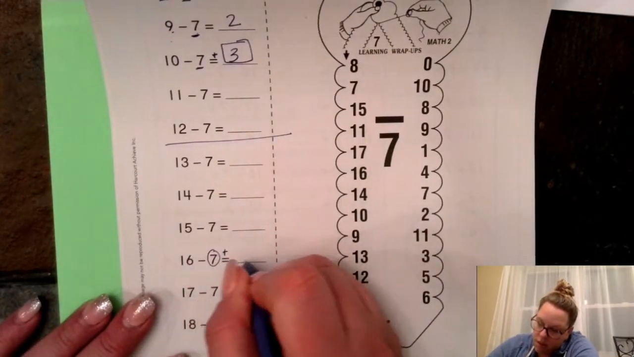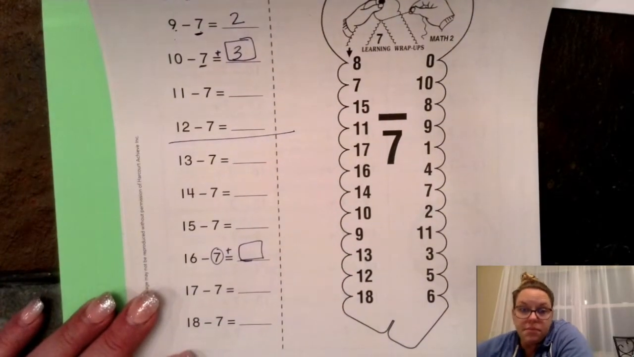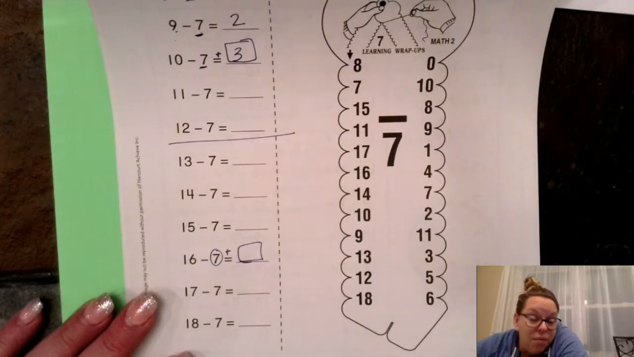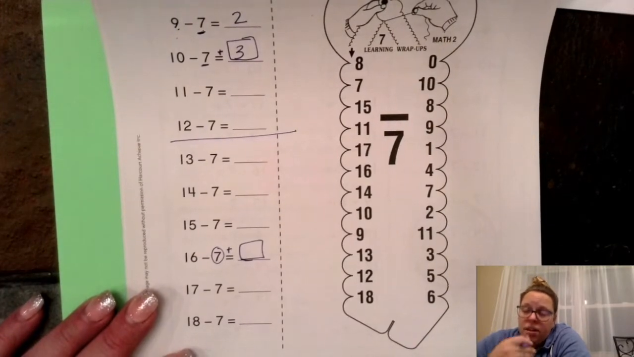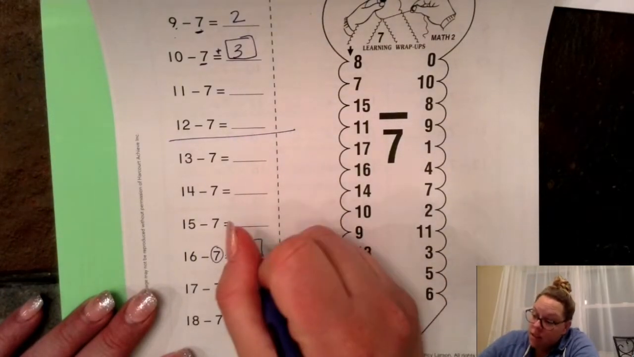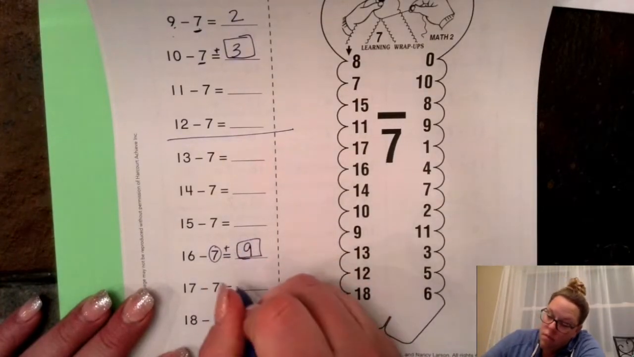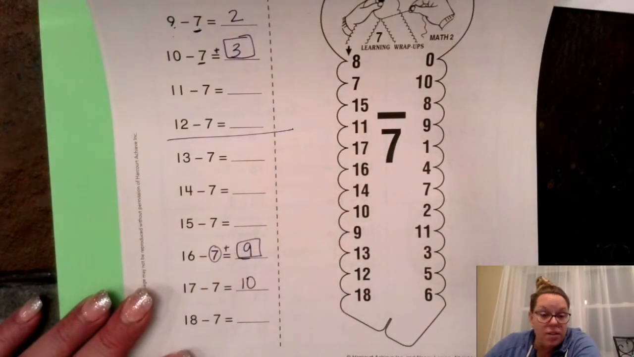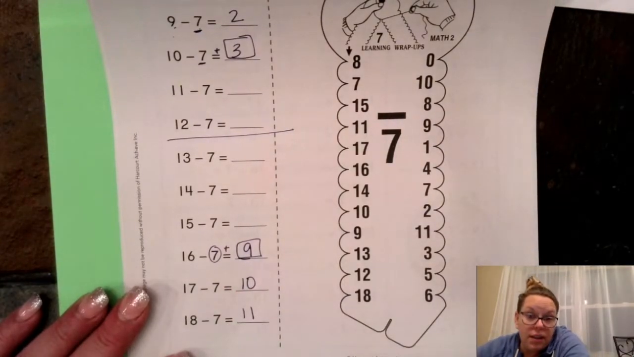7 plus what number equals 16? 7 plus 7? Nope, that's 14. So 7 plus 8 is 15. 7 plus 9. Oh, that equals 16. 7 plus 9. So 7 plus 9 is 16. Okay. 17 minus 7 is 10. And 18 minus 7 is 11.